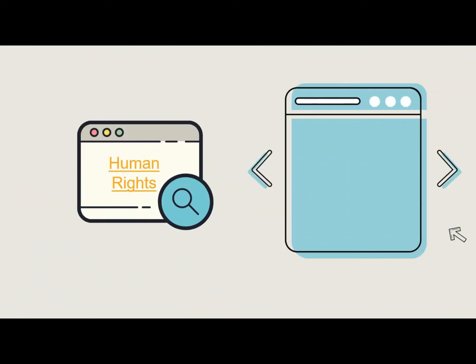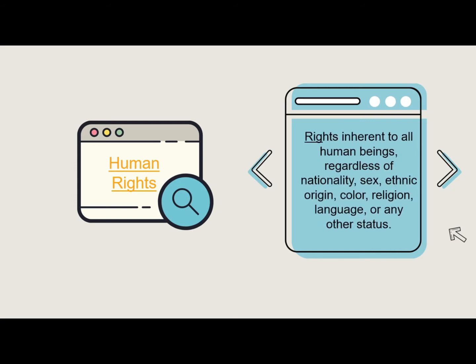To start off our lecture, Studybuds, a question. What are human rights? Human rights are rights inherent to all human beings, regardless of their nationality, sex, ethnic origin, color, religion, language, or any other status. In short, these are the ground rules for how we should treat one another with equality, respect, and dignity.